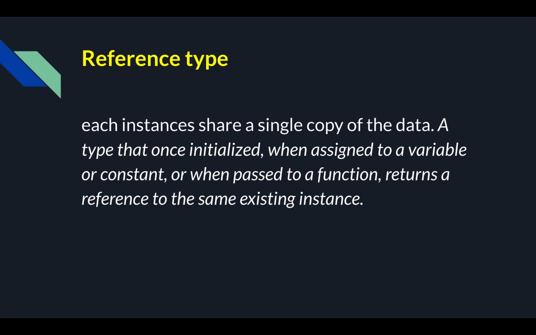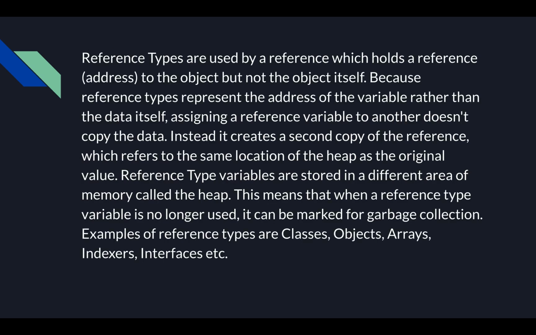And in a reference type, each instance shares a single copy of data. So, what is the main difference? A unique copy of data and a single copy of data. It is a type that, once initialized, when assigned to a variable or constant or when passed to a function, returns a reference of the existing instance.